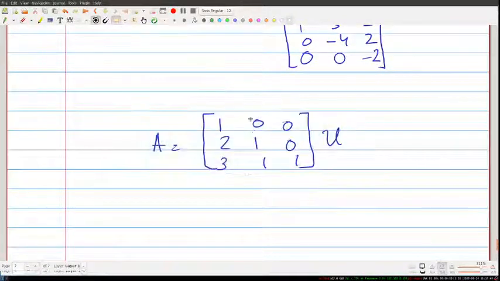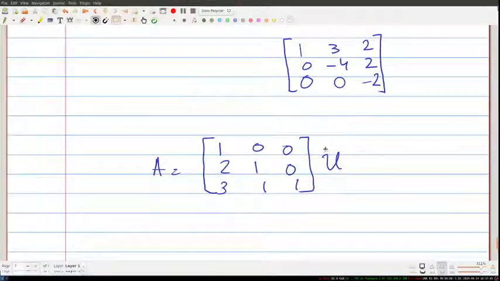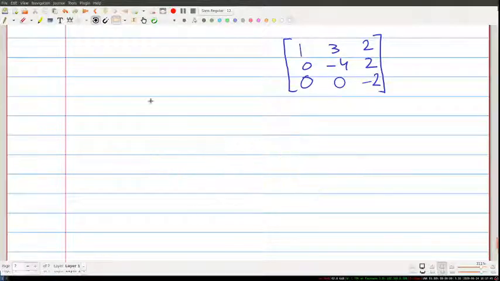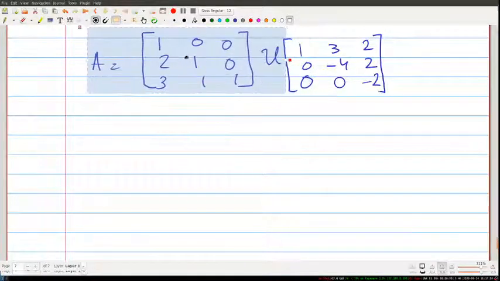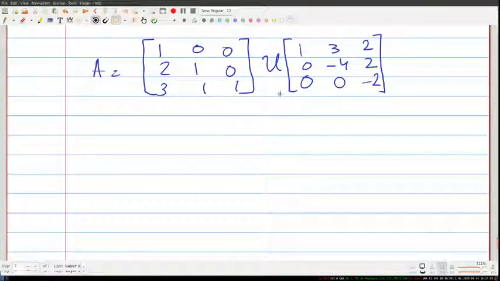Okay, so let me just put this right here, and let me just erase this U. There we go, that's A equals some L matrix times some U matrix. Okay, so here's what I wanted to talk about. I wanted to talk about the diagonals of L and of U. By construction, the way we construct the elimination matrices, the main diagonal of L is going to be 1s always.